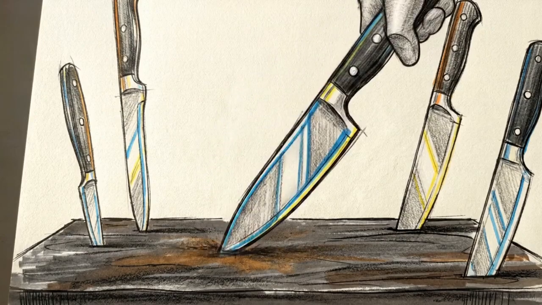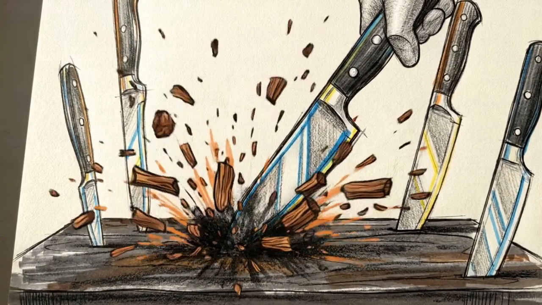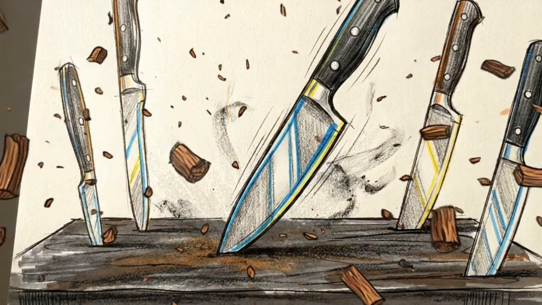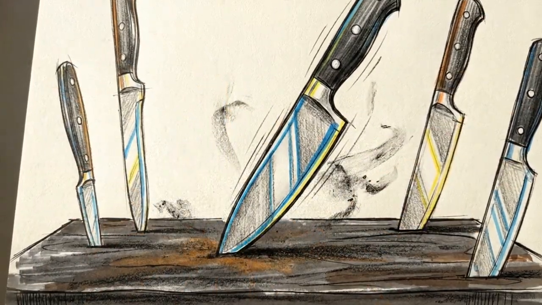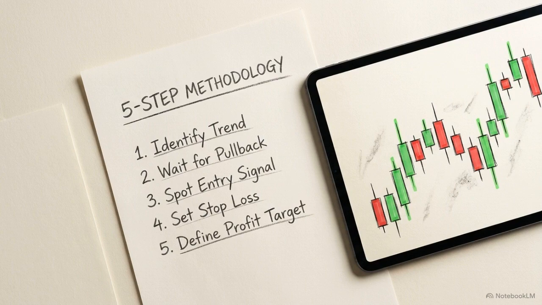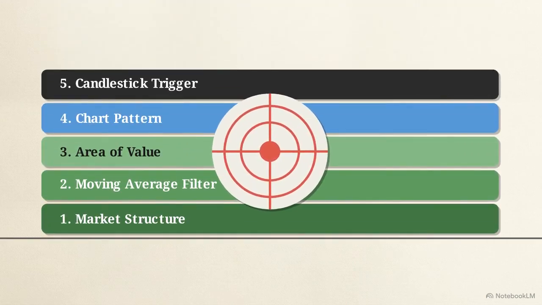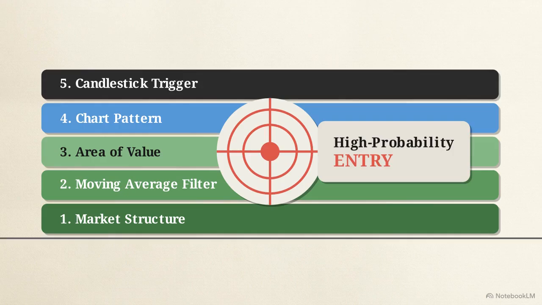Traders lose money every day because they guess. They try to pick tops and bottoms of unpredictable markets, bleeding capital to catch a falling knife. To fix this, we replace human emotion with a strict 5-step rules-based methodology. We are going to stack specific technical elements on top of each other to isolate high-probability entry points.